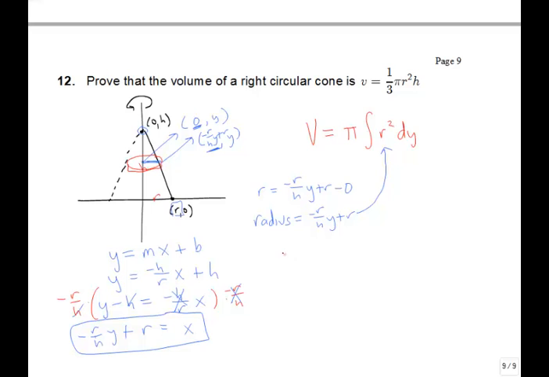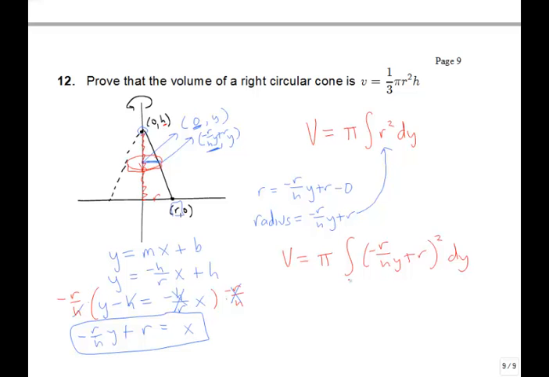So my volume integral becomes pi times the integral of negative r over h y plus r, quantity squared, dy. And what are my bounds? Remember, this is a y integral, so how do the y variables change? They start as low as 0 and they go all the way up to h.